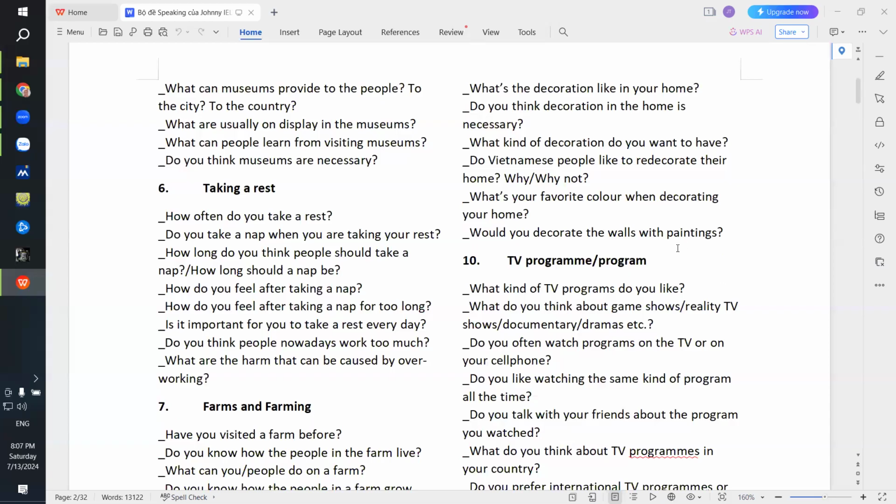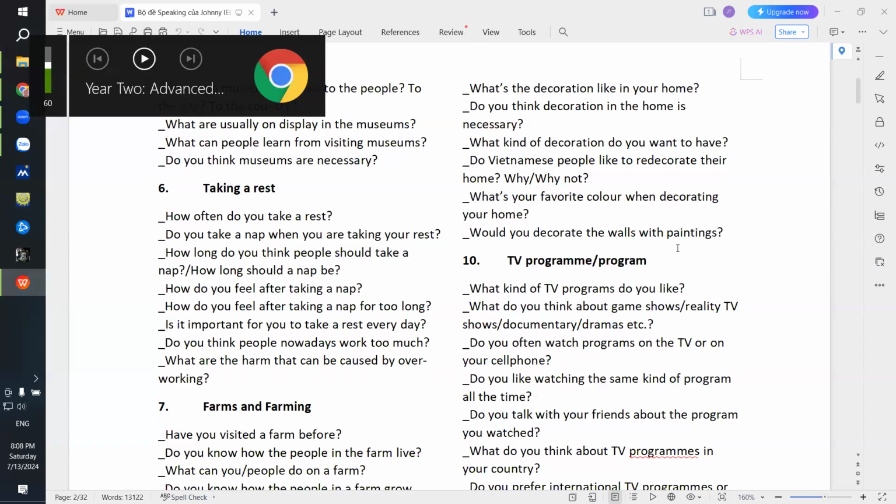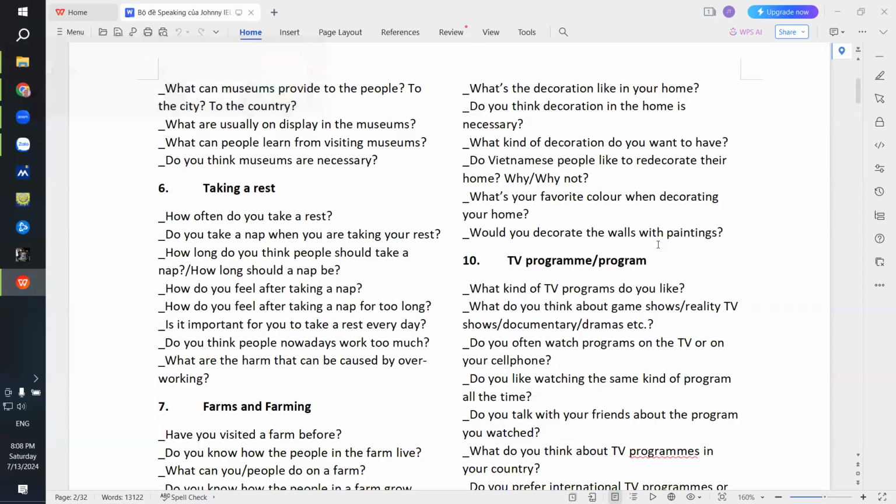So what's the decoration like in your home? My home decoration is mainly based on my selection of furnitures and paintings that I'm using for my bedroom and living room. Remember, furniture is uncountable, okay? So basically, if you want to say many furnitures, you can say pieces of furniture, you know? Pieces, okay.